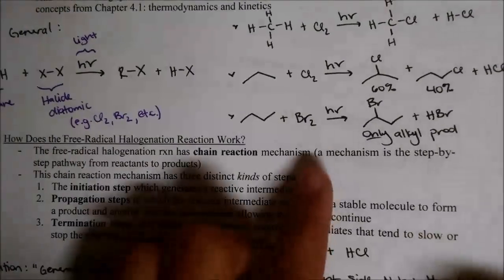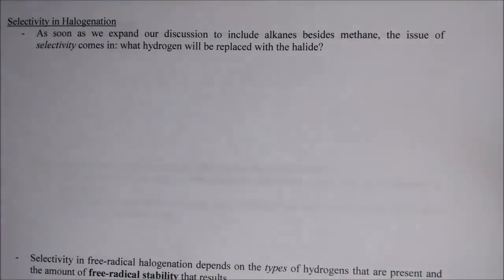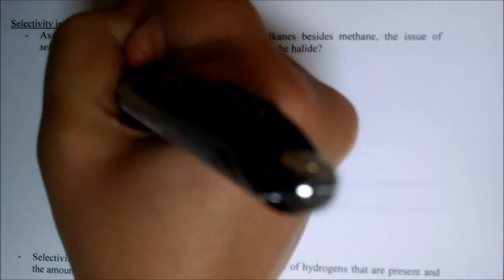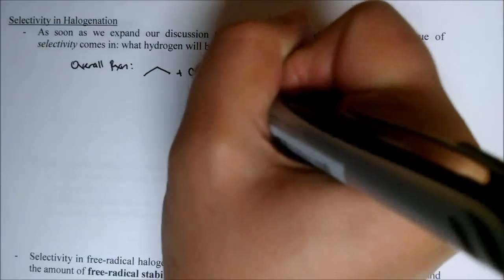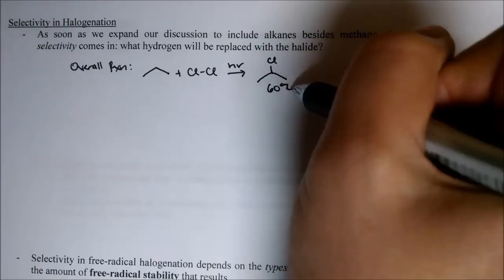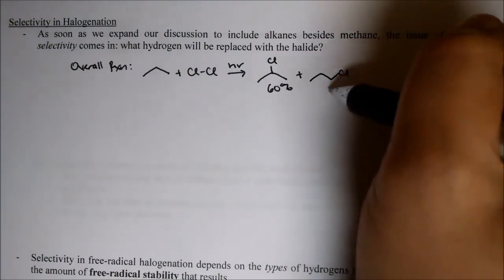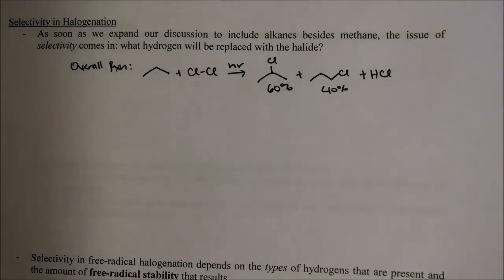All right, so recall on that first page how we had that example with 2 different products. The bottom line is that as soon as we move past methane, because methane just has 4 H's on it, we have an issue of selectivity. So I'm going to redraw that reaction. Overall reaction: when I have propane with Cl2, throw it in with some light, we get 2 products. We get this product in 60%, and we get this product in 40%. And of course we make some HCl. So it's this issue of selectivity.